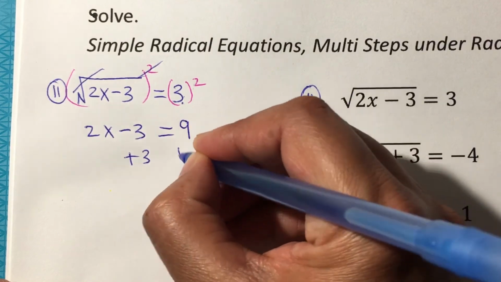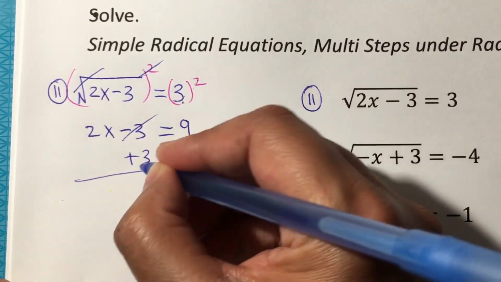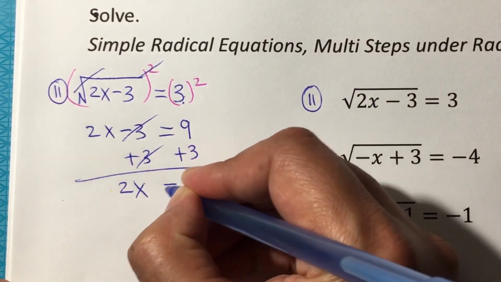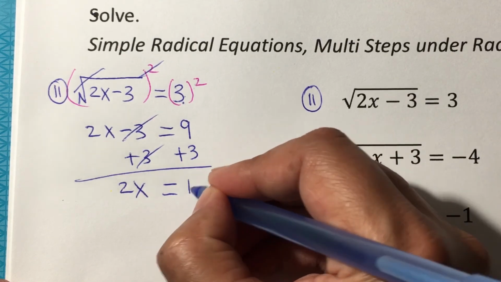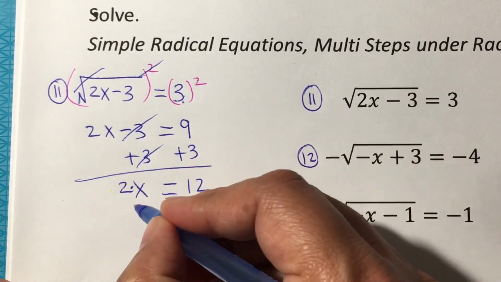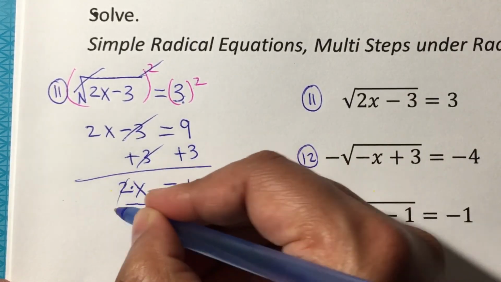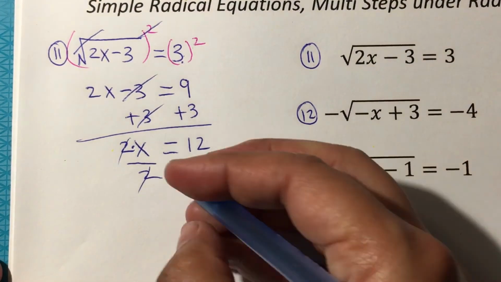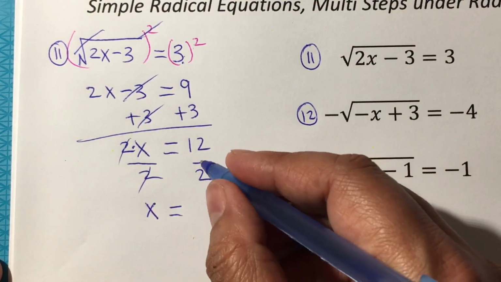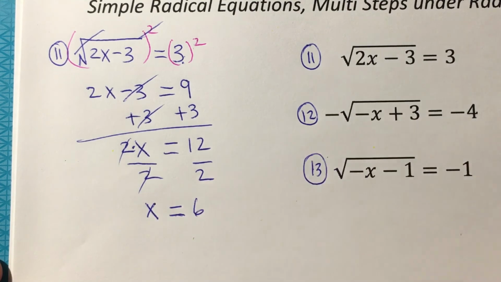We add 3 to both sides, and we get 2x equals 9 plus 3, which is 12. If we're multiplying, the opposite is to divide by 2. And so x is equal to 6.